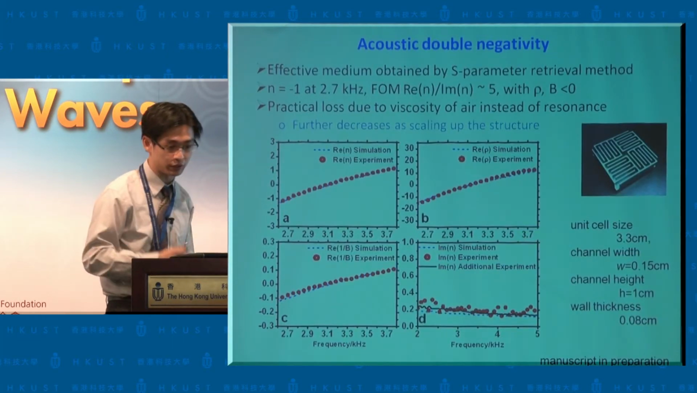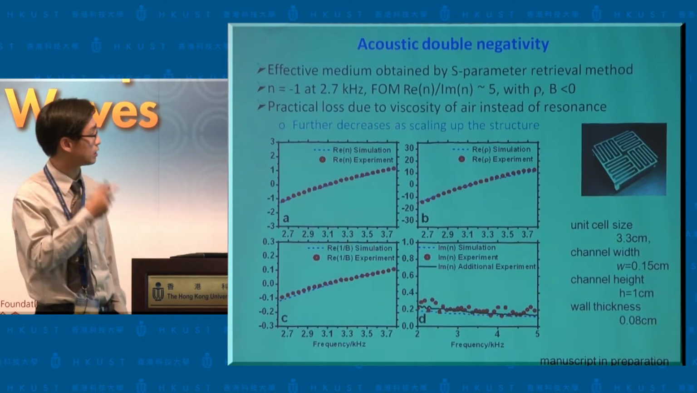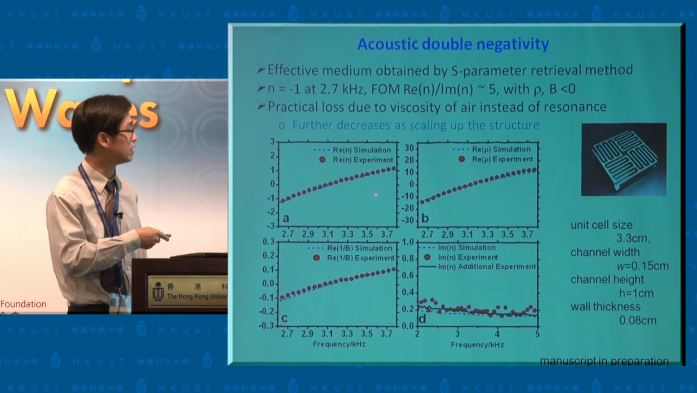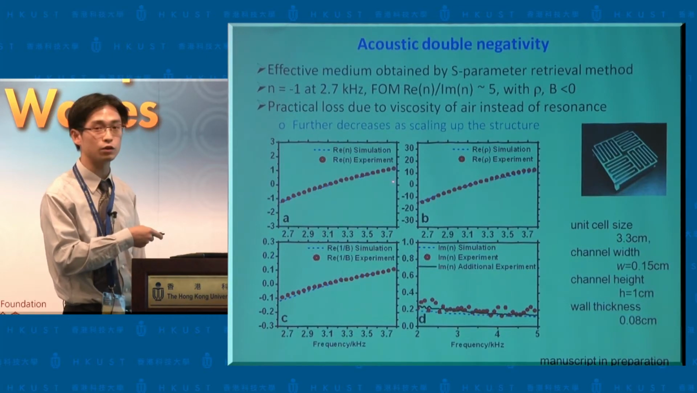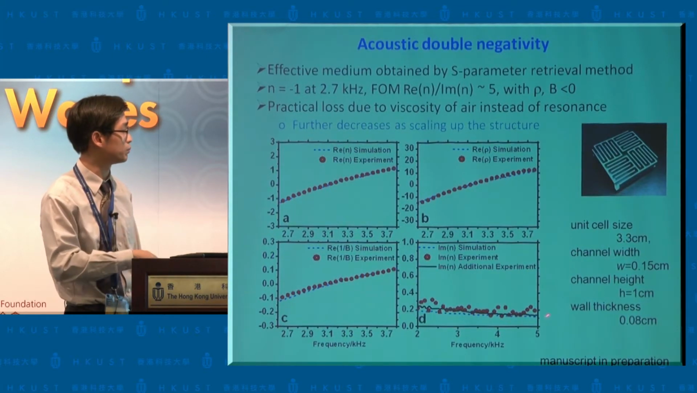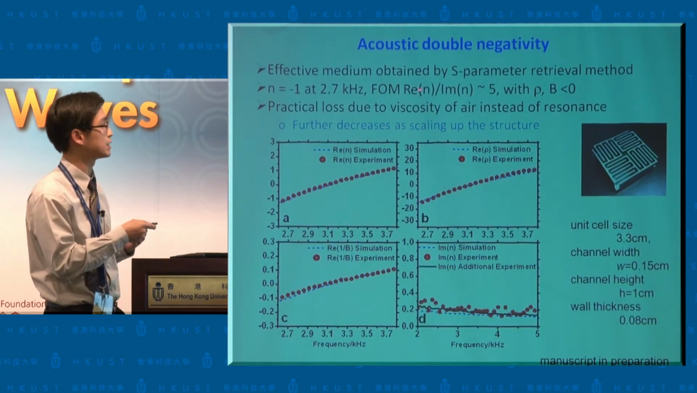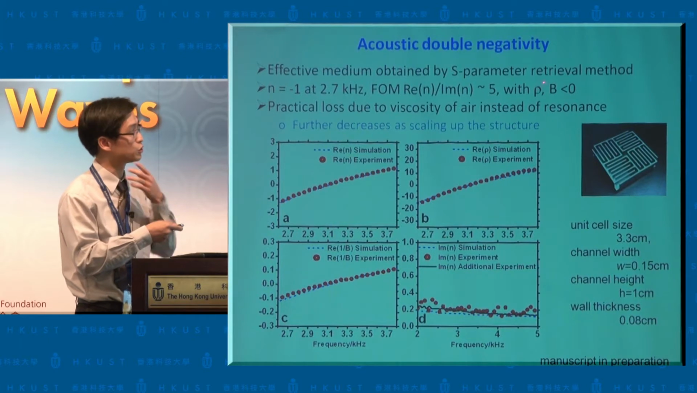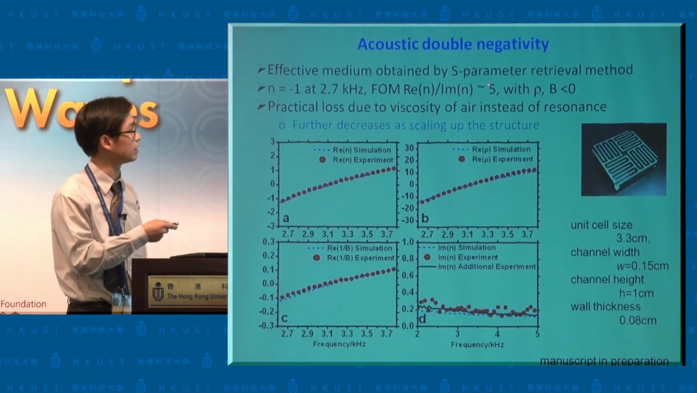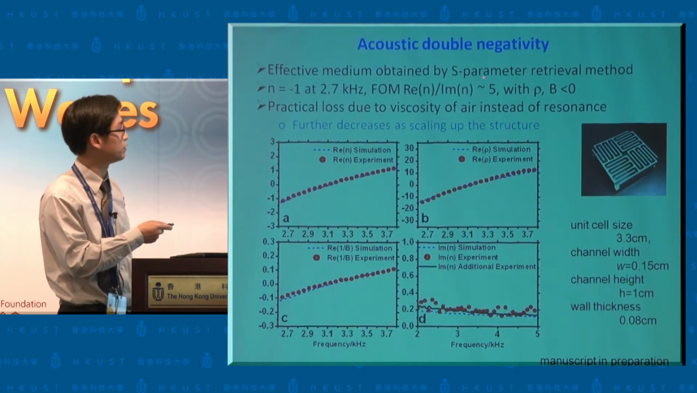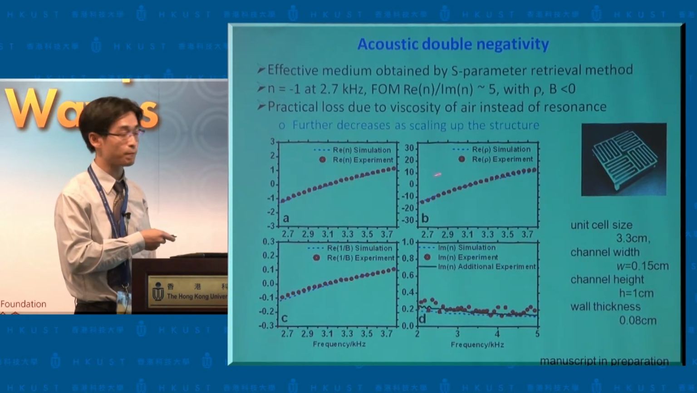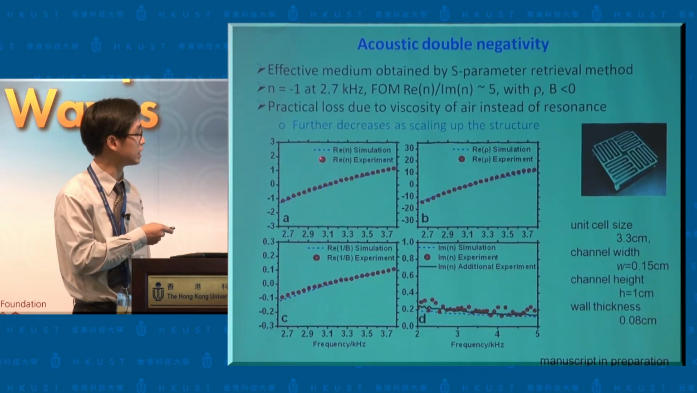We further go on to do some experiments to verify this negative index behavior, and these are the results. What I show you here is the experiment where I use the S-parameter retrieval method experimentally. We measure the T and R complex coefficients, and then we extract using the S-parameter retrieval. The dashed line is the simulation results. The circles are the experimental results.